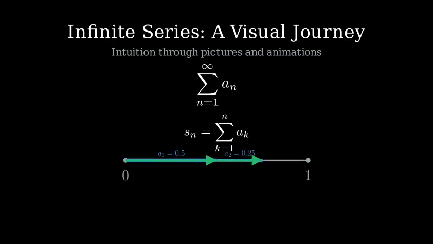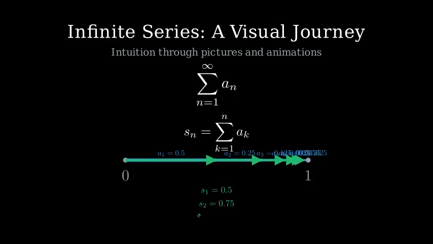Example 2. The harmonic series 1 plus 1/2 plus 1/3 plus 1/4, and so on. Although the terms go to 0, this series diverges. We'll visualize the partial sums using rectangles and a classic grouping argument that shows the sum grows without bound.